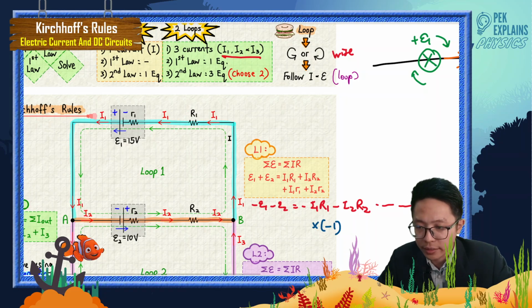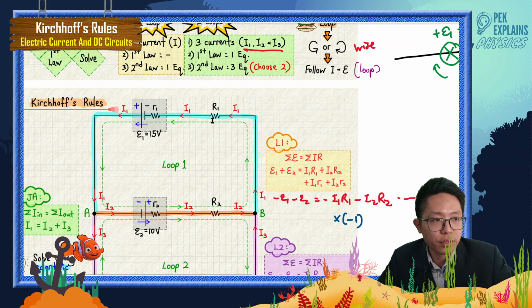Let us look at this R1. The current passing through is I1. This I1 is the same direction as the loop direction, so positive I1 R1. And for resistor 2, the current passing through is I2, the same direction as the loop, so positive I2 R2.